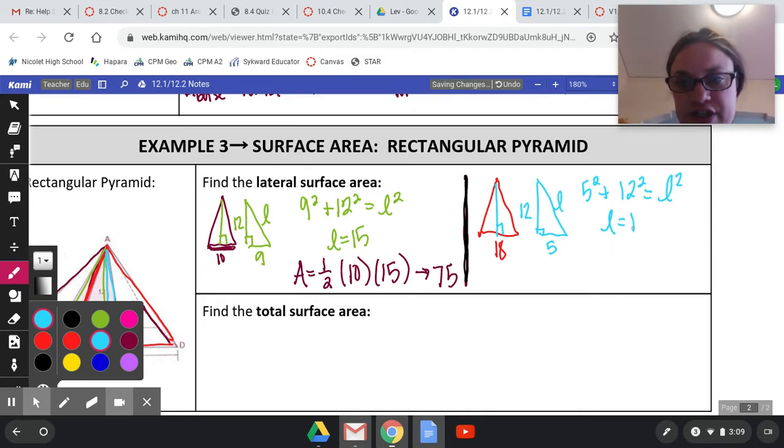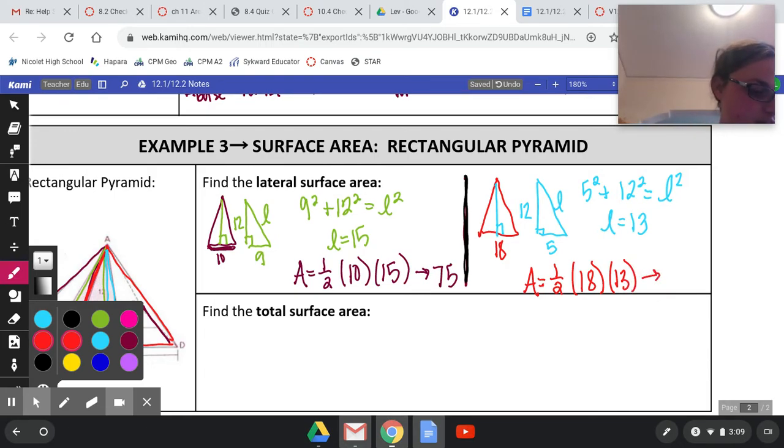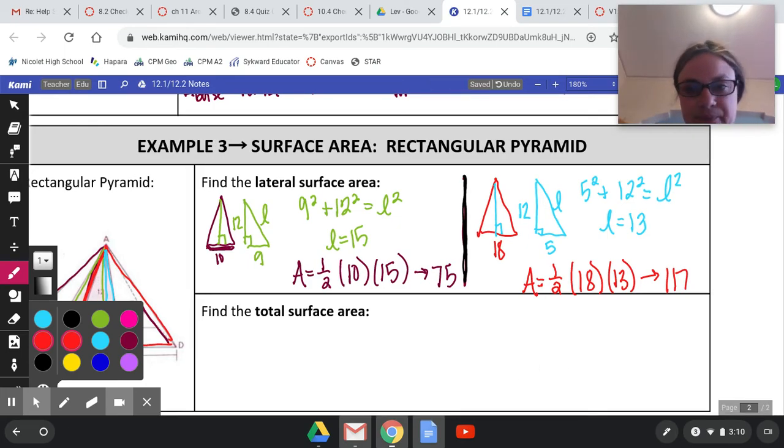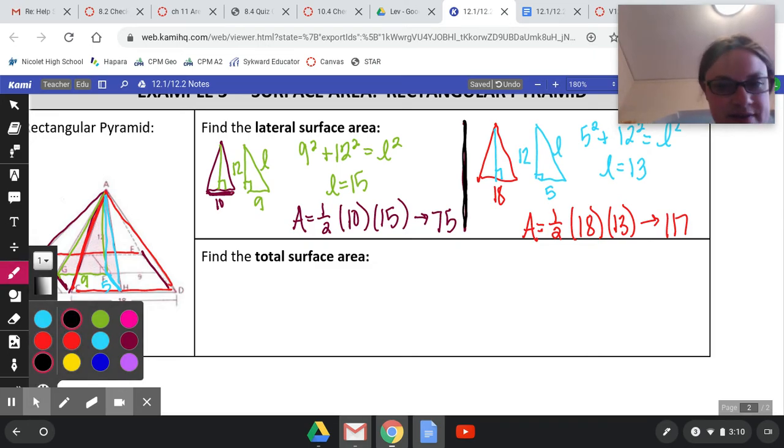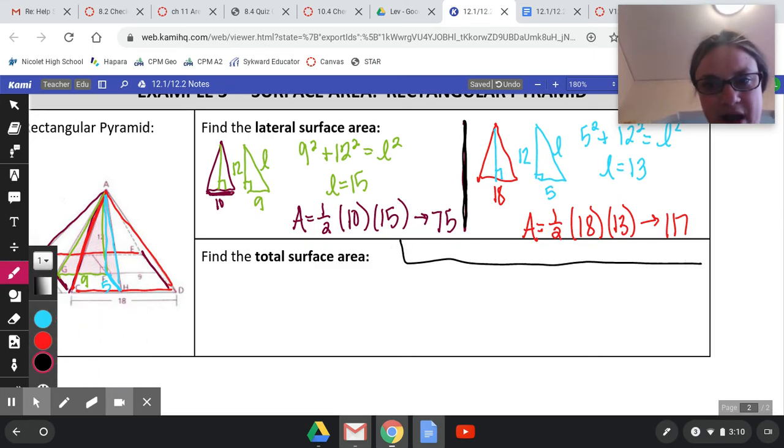In this case, my slant height is 13. So now to find the area of this triangle, I am going to take 1/2 times the base of the triangle, 18, times the slant height, 13, which gives me what? 0.5 times 18 times 13 is equal to 117. Okay, so now I'm running out of room here. Sorry, but that's okay. I'm going to extend this a little bit, so this is going to that bottom box right here.